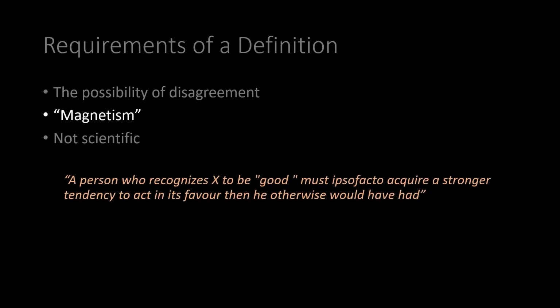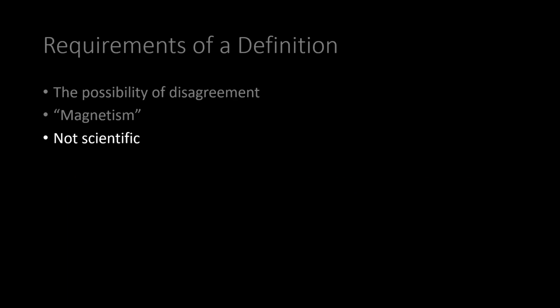Second, it must account for what Stevenson calls magnetism, which he explained as follows, quote, "A person who recognizes X to be good must ipso facto acquire a stronger tendency to act in its favor than he otherwise would have had," end quote. Third, Stevenson claimed that a theory of the meaning of moral terms must respect the fact that values are not things that can be discovered scientifically. Science tells us how the world is. It describes the world. It doesn't tell us how things should be.